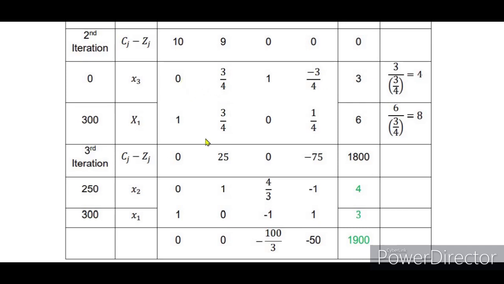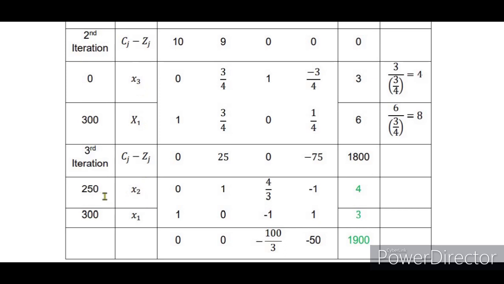So 0 divided by 3/4 is 0. 3/4 divided by 3/4 is 1. 1 divided by 3/4 is 4/3. Negative 3/4 divided by 3/4 is negative 1. 3 divided by 3/4 is 4. And we will replace x sub 3 by x sub 2.